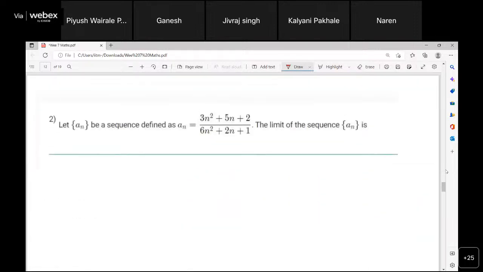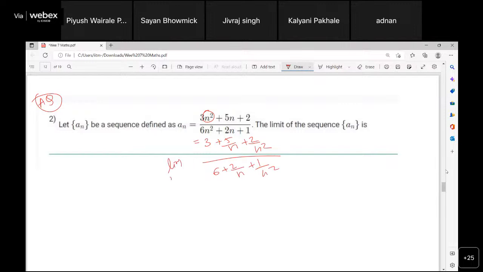A simpler example again. I think this is from an activity question. Let's try to solve this. How should we approach it? Just take the highest degree, that is n square, common from numerator and denominator, right? So I'll take 3 by n plus 2 by n square upon 6 plus 2 by n plus 1 by n square. Now just apply the limit as n tends to infinity. This will tend to 0, and this will also be 0, right? So what I will get is 3 by 6, that is 1 by 2. It is 0.5, right?